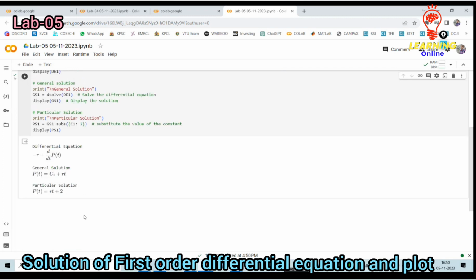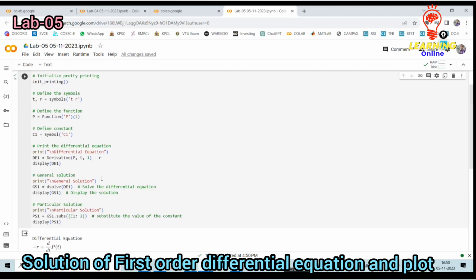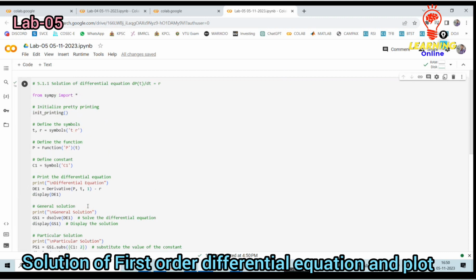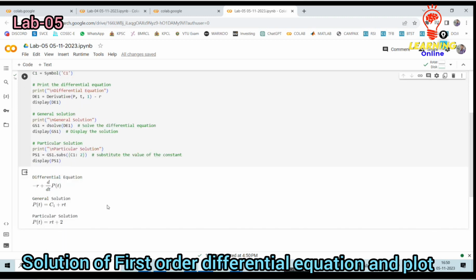Now you got here minus r plus the differentiation of p of t with respect to t. Then what is the general solution? p of t is equal to C1 plus r t. Then the particular solution is r t plus 2. Once you do this in a manual solution, you will get the solution itself. This is the expression to be represented in order to get the proper solution.